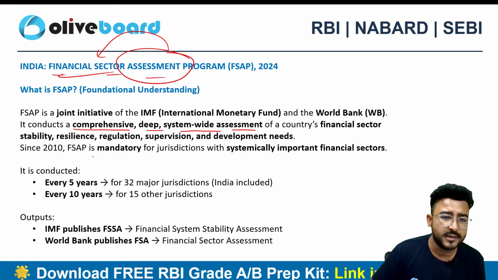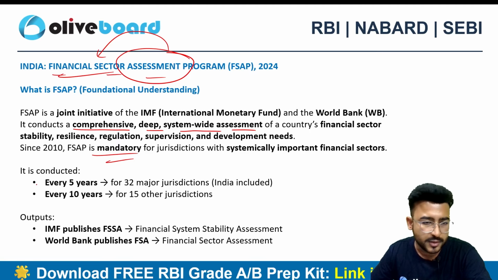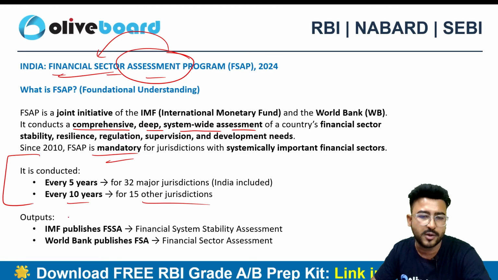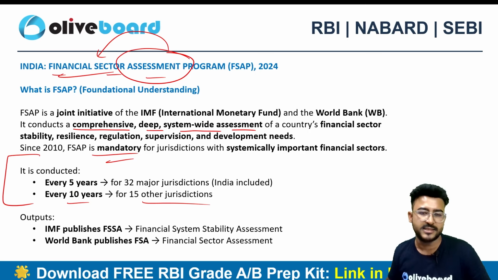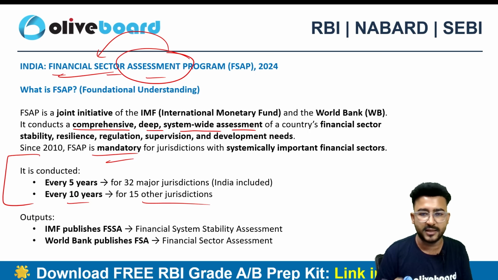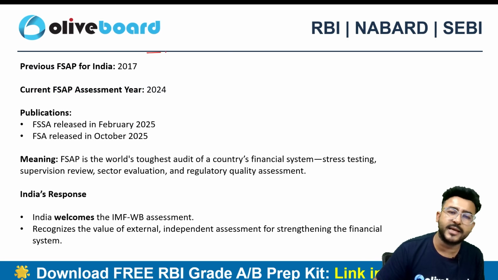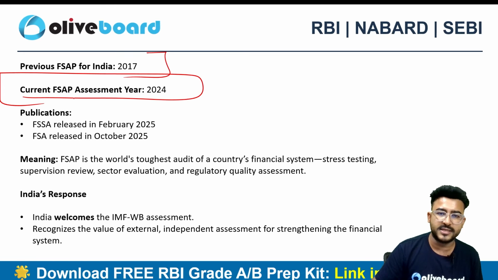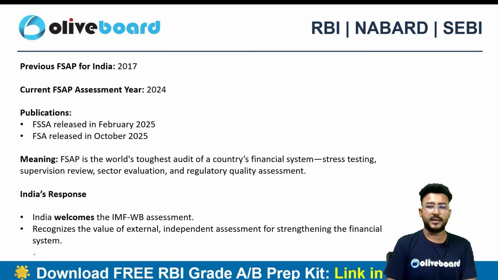And from 2010, this particular program is mandatory for so many jurisdictions. Usually it is conducted every 5 years for some areas and for every 10 years for some other areas. And the outputs of this particular report is being published in the IMF Financial System Stability Assessment. And if I talk about World Bank, they are publishing it in the Financial Sector Assessment, right? अच्छा, इंडिया में previously कब हुआ था? In 2017 they have conducted this in India, and as of now they have released it for 2024, right? They have released it for the 2024 year.